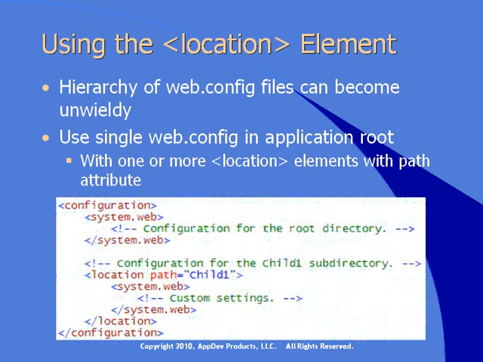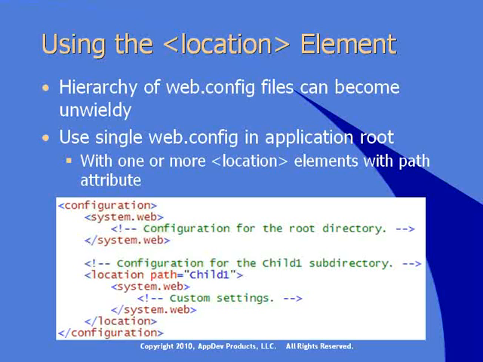This shows a subset of the web.config file that is located in the application root directory. The root directory has its own configuration settings, whatever you might choose to include. But then you can specify different settings for the child 1 subdirectory. And you specify that using the location element and the relative URL of the path to that child subdirectory. Then you specify within the system.web element any custom settings that apply only to the child 1.